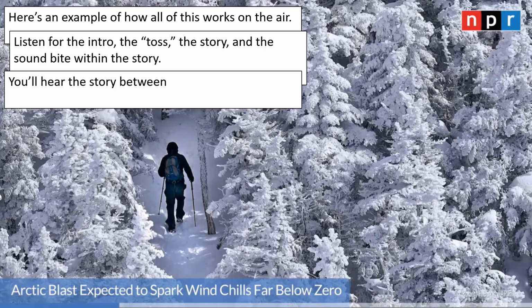Here's an example of how all of this works on the air. As you listen to the example, listen for the intro, the part read by the anchor. Listen for the toss where the anchor says, reporter so-and-so has the story, and listen for the sound bite that's positioned within the story. You'll hear the story between the end of a preceding story and the start of a subsequent story.